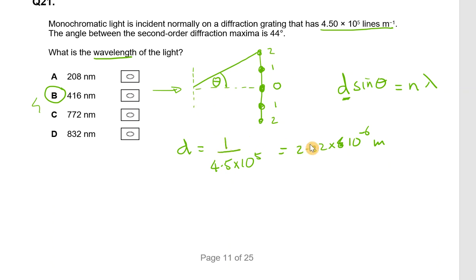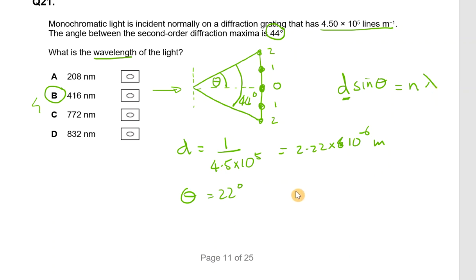The other thing that's a little bit tricky is this angle of 44 degrees isn't this angle theta. It says it's the angle between the second order diffraction maxima. So what they've said is this angle here is 44 degrees. So theta itself is 22 degrees. So I've got everything I need now to use this equation.